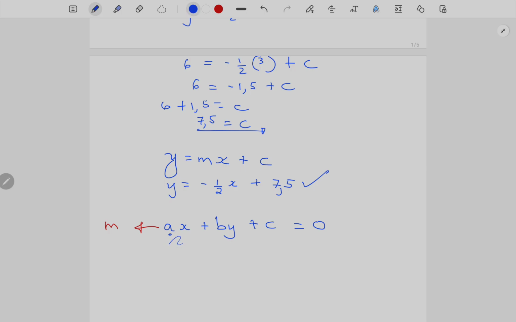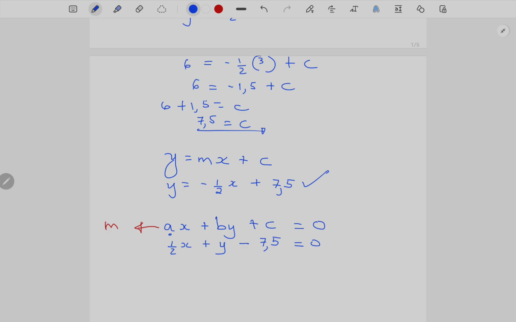What we can do is take this one over. Can you see on this side it is a negative 1 over 2x, so we can rewrite it like this. We can say it's positive 1 over 2x plus the y minus the c. The c is negative 7,5, is equal to 0.